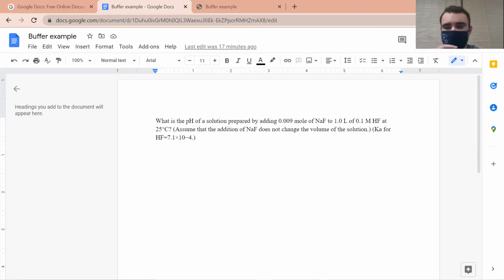We have to calculate for pH. So this right here is actually a concentration of our hydronium, because remember, hydronium is X at equilibrium. So whatever X is, it's the same concentration as our hydronium.